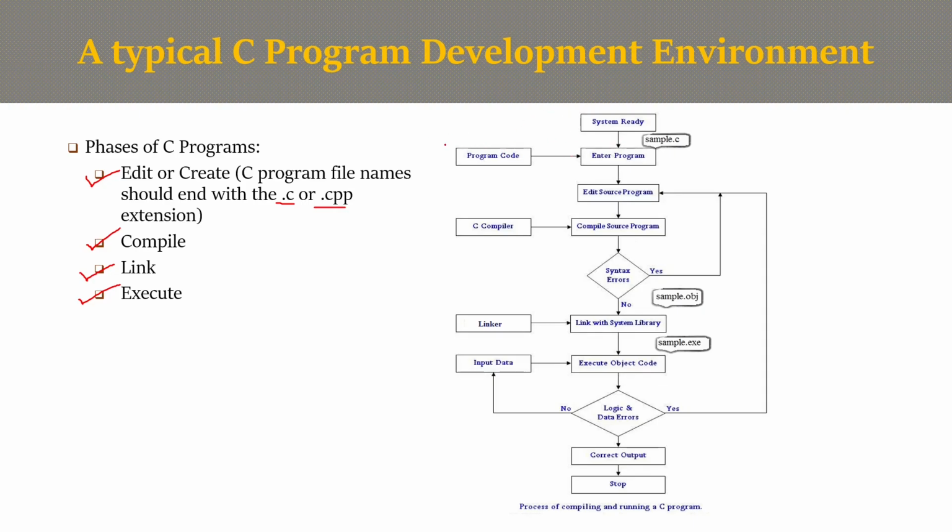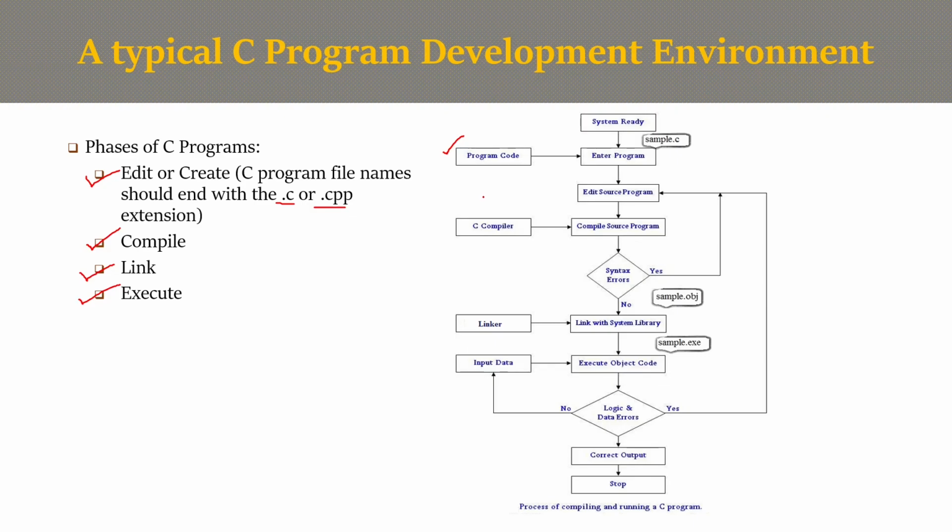Firstly, we have our program code, which is where we are writing our code. In the system, if it's ready, we enter the program. Then in this program, we can edit our source program. After editing, once everything is finished and our source program is complete, we move on to the next stage, which is the compilation of our source program. This compilation is done via the C compiler.